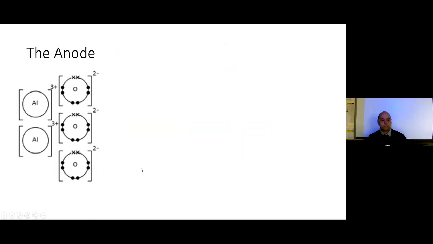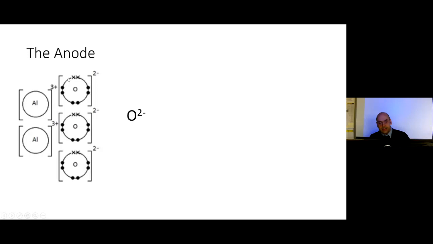And what happens at the anode? Well, as we say, the anode, which is our positive electrode, will attract these anions. And we can see they've got this -2 charge. So what I've got here is a dot and cross diagram, or part of the dot and cross diagram.